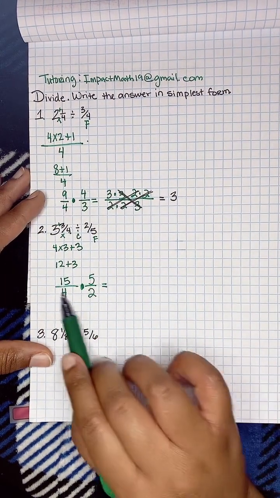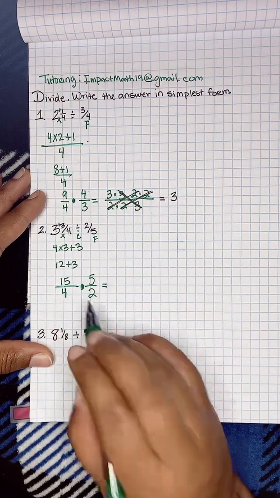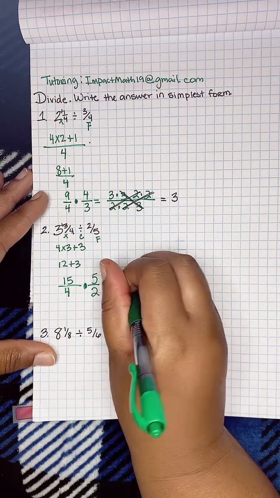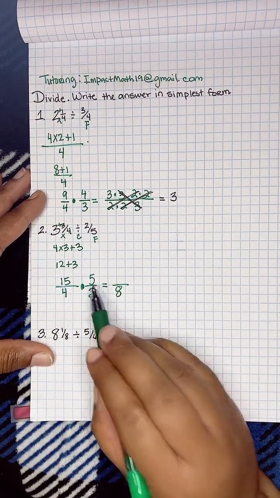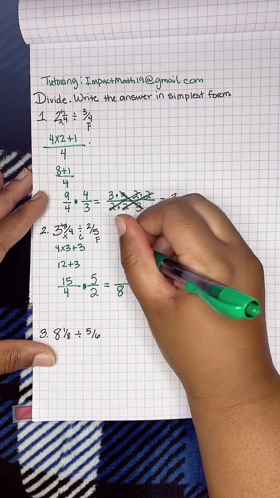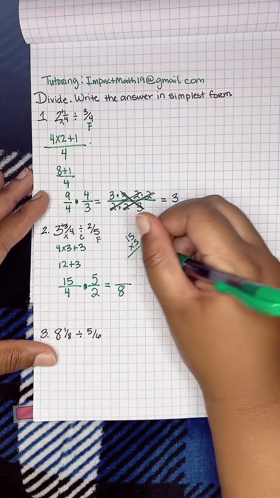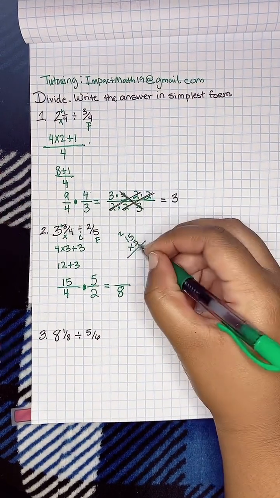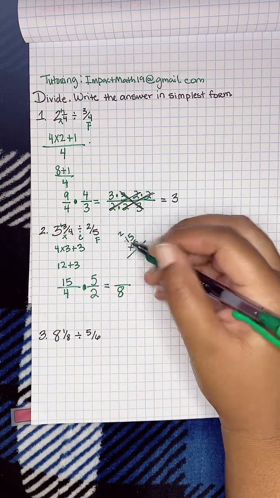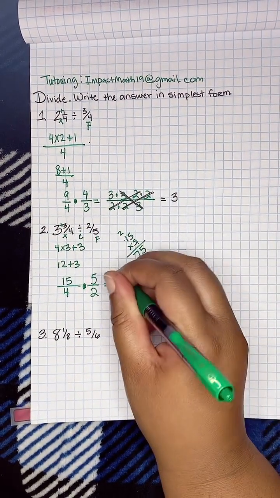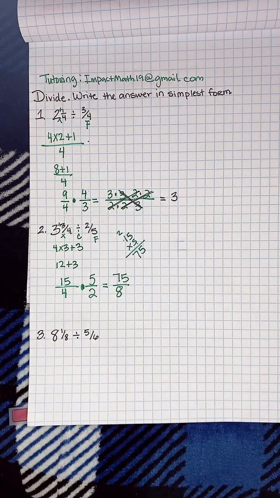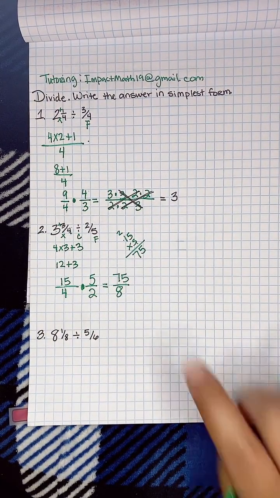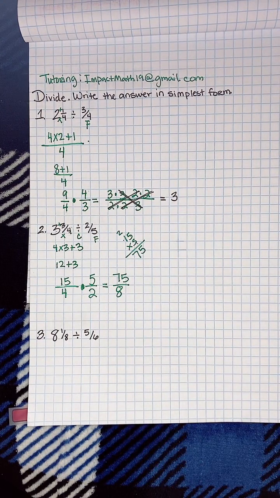So now we're just going to multiply straight across. 4 times 2, 4 doubled is 8. And then 15 times 5, so 5 times 5 gets us 25. And then 5 times 1 is 5 plus 2 is 7. So we get 75/8. Yes, Miss D.